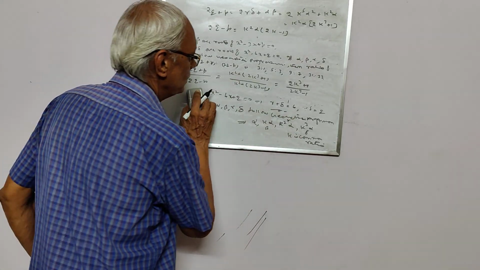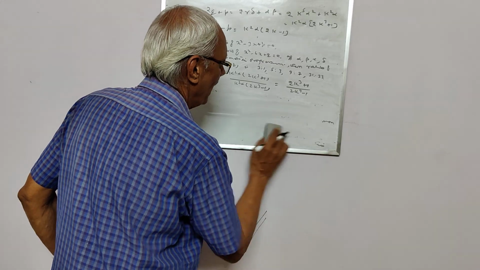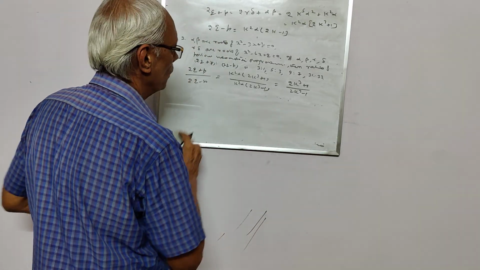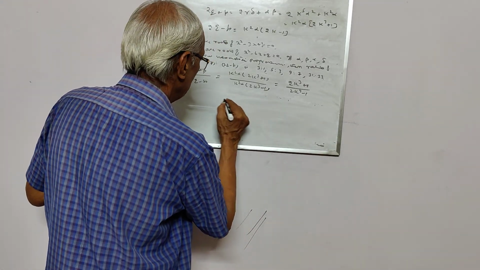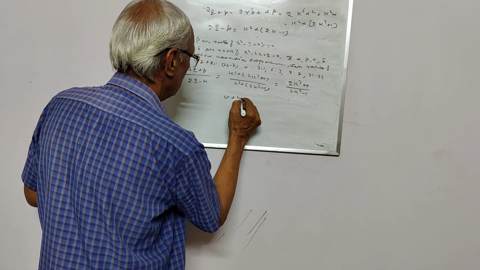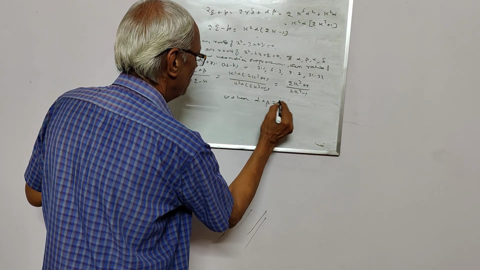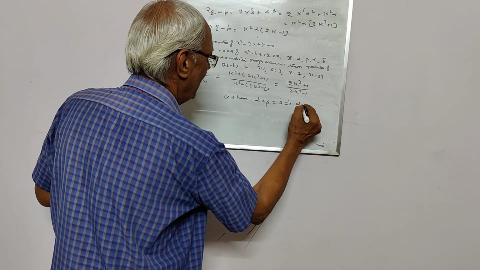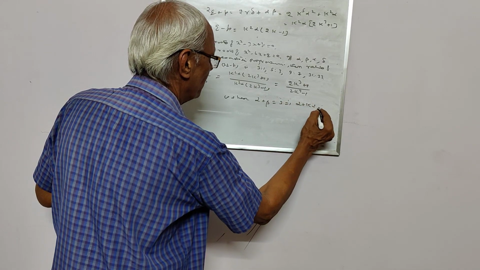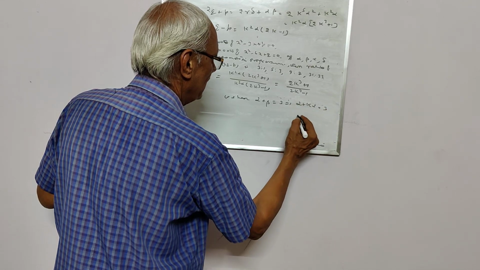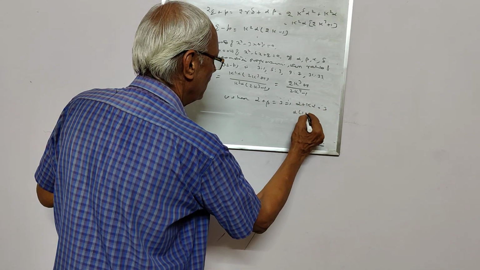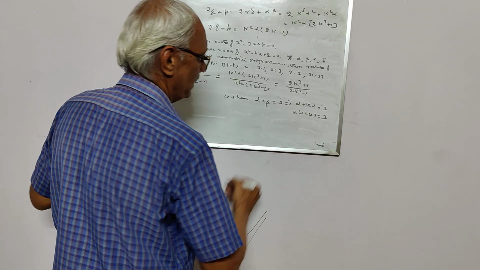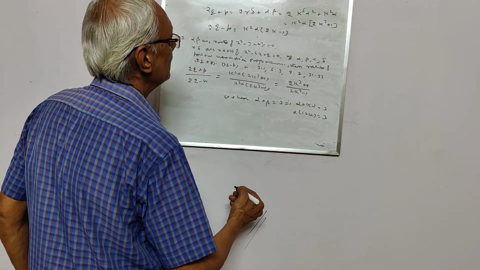Now, let us do the small simplification here. Alpha plus beta is equal to what? Alpha plus beta is equal to 3, which implies alpha plus k alpha is equal to 3. Therefore, alpha into 1 plus k is equal to 3. Okay?